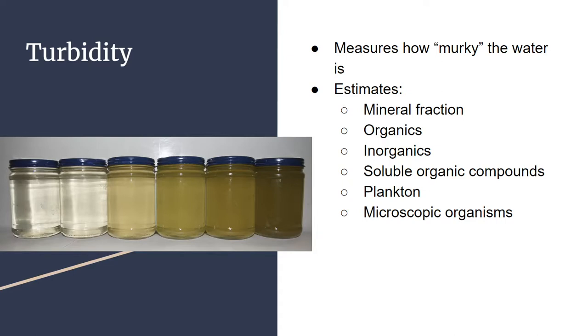Turbidity measures how murky the water is, and estimates minerals, organics, inorganics, soluble organic compounds, plankton, and microscopic organisms. As you look in northern Missouri, we have a lot of erosion, so we have a lot of minerals and sediments within the water, so our water looks very murky like this. But clean tap water might look like this. You might even go to, say, southern Missouri, and the water could look more like these two, pretty crystal clear, because they have a lot more rocks, less erosion, and some of those rock streams down there. So turbidity, once again, can determine what habitat is there.